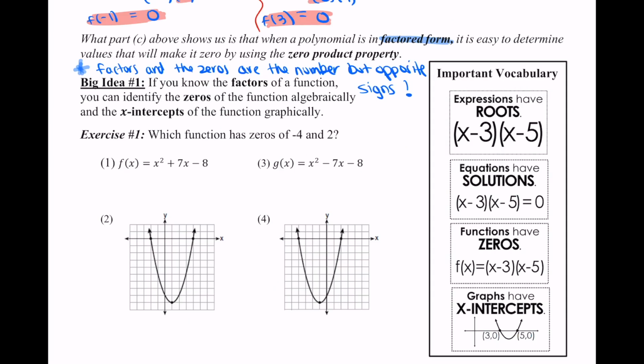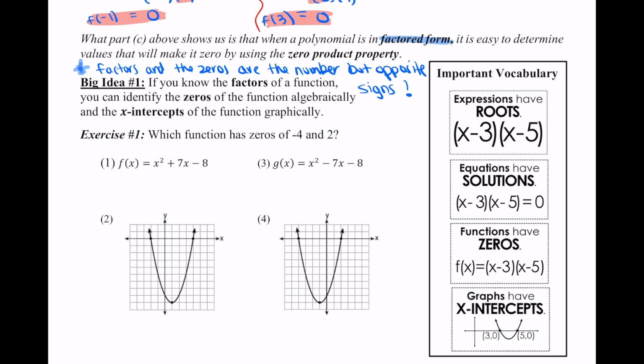All right, at this time, we're going to look at really 4 big ideas related to this relationship between the factors and the 0. So let's look at big idea number 1. If you know the factors of a function, you can identify the zeros of the function algebraically and the x-intercepts of the function graphically. So let's look at exercise number 1. This was a multiple choice question on an old Regents exam. Which function has zeros of negative 4 and 2? Go ahead and take a look at the 4 answer options, see what you notice.